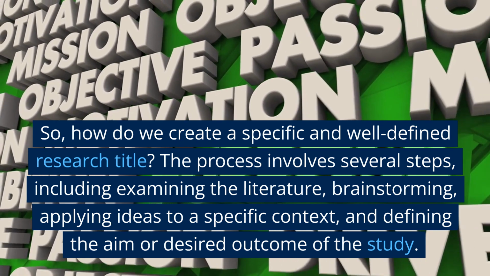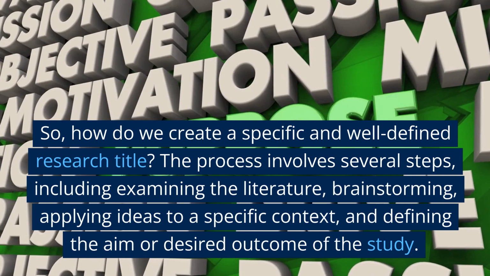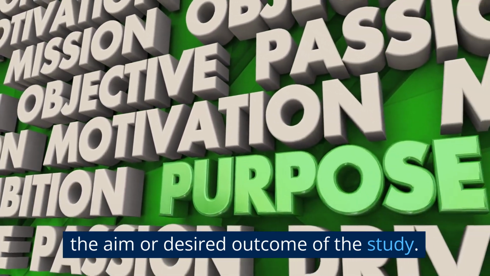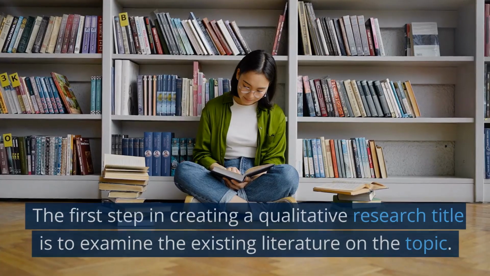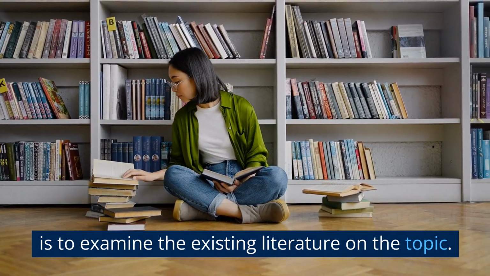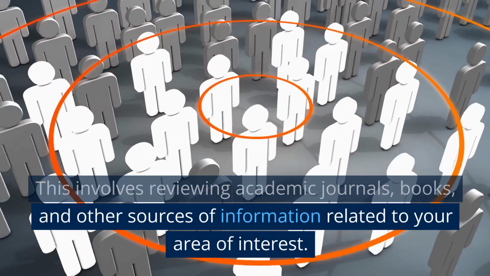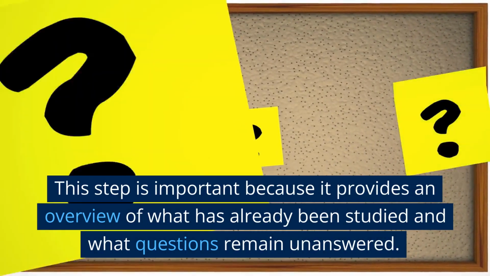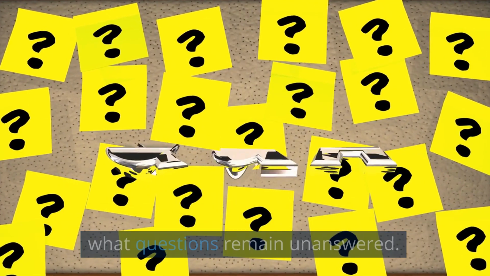The process involves several steps, including examining the literature, brainstorming, applying ideas to a specific context, and defining the aim or desired outcome of the study. Let's go through each of these steps in more detail. The first step in creating a qualitative research title is to examine the existing literature on the topic. This involves reviewing academic journals, books, and other sources of information related to your area of interest. This step is important because it provides an overview of what has already been studied and what questions remain unanswered.